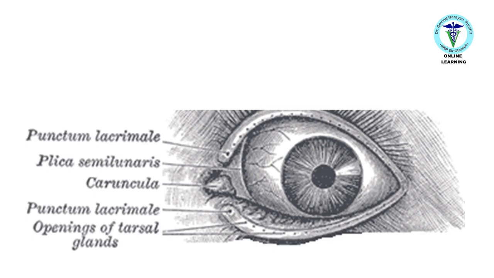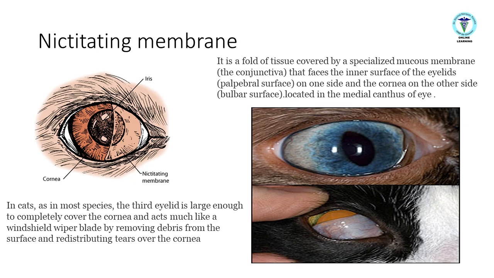The punctum lacrimale is a small opening in the eyelid that drains tears from the eye into the nasal cavity, helping to keep the eye moist and free of debris. The nictitating membrane, or third eyelid, is a specialized structure in many animals that provides additional protection and moisture to the eye, especially in cats.